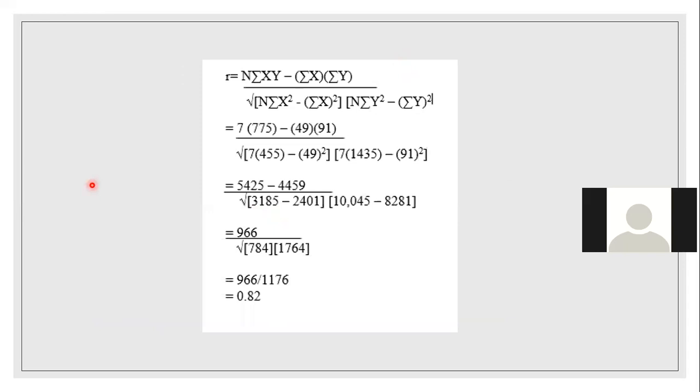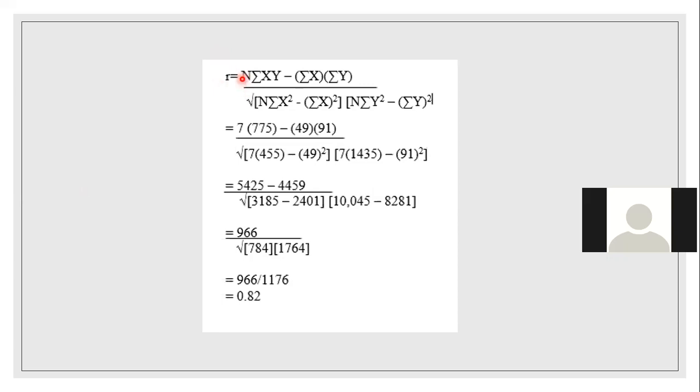Right, so the formula that we use for calculating the correlation coefficient, the Pearson correlation coefficient, is R. So when you see R, say you're reading a research paper and you just see the correlation coefficient represented as R, then this is the formula they've used.